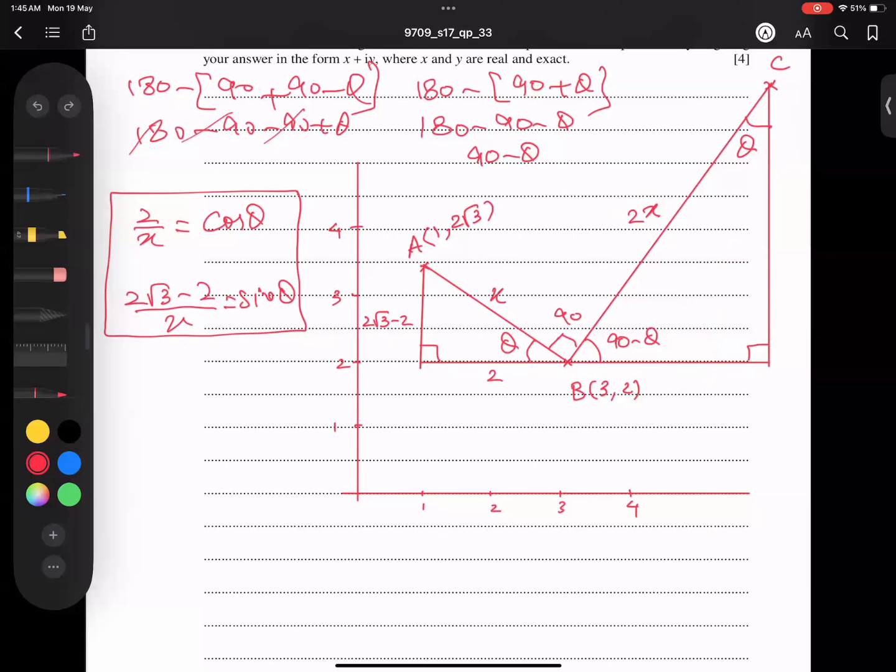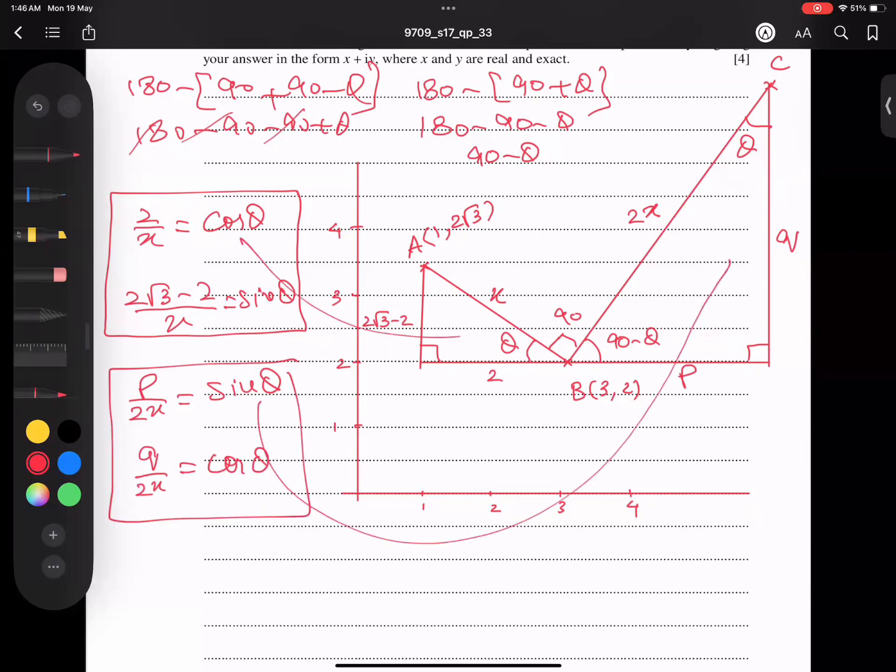So this is my main task. I call them P and Q. If I get P and Q, my question is over. So what is P? Opposite by hypotenuse, because of this theta, I can say P by 2x is equal to sine theta. And Q by this, I can say Q by 2x is equal to cos theta. So this data is very clear. I extract this data from this and this from this.